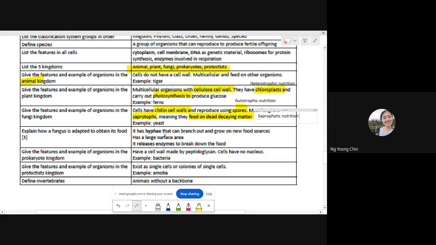For example, yeast. In the fungi kingdom, we have unicellular and multicellular organisms, but yeast is an example of a unicellular organism. If it is mushroom, mushroom is an example of a multicellular organism.